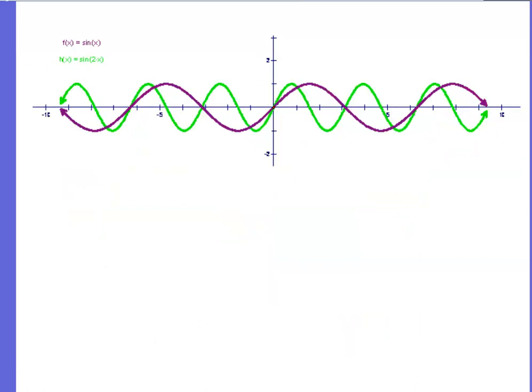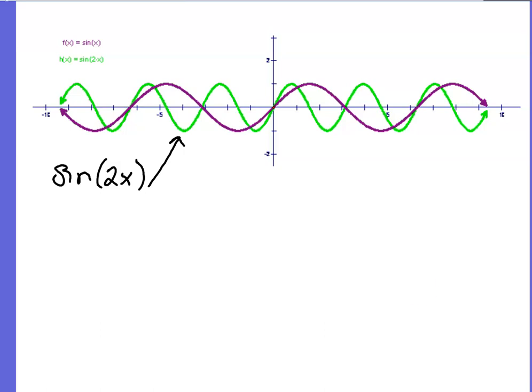So here I have sine of x in the purple again, and then I have sine of 2x in green. Let's see what happens. Well, the amplitude didn't change, which we shouldn't be surprised about because nothing was multiplied out front. But by multiplying by something on the inside, the period definitely changed.